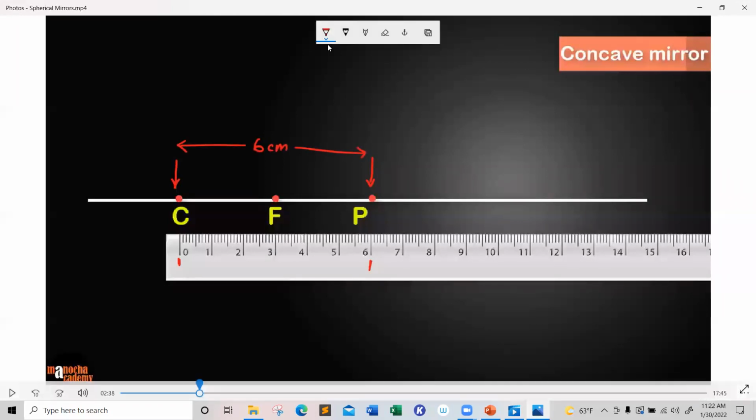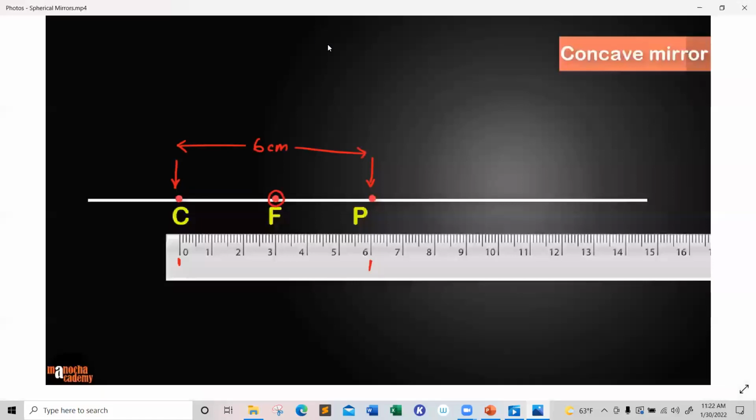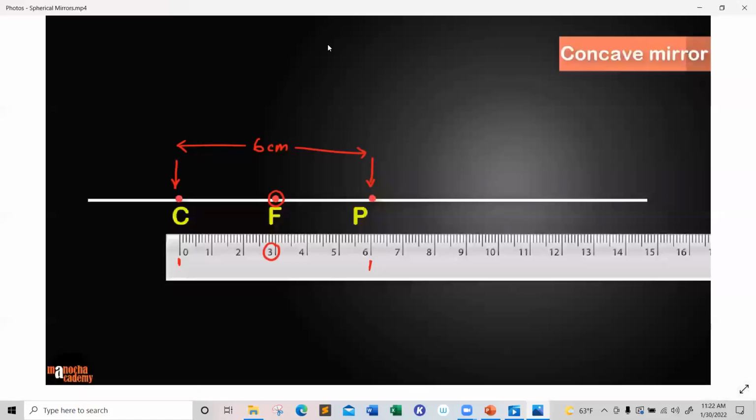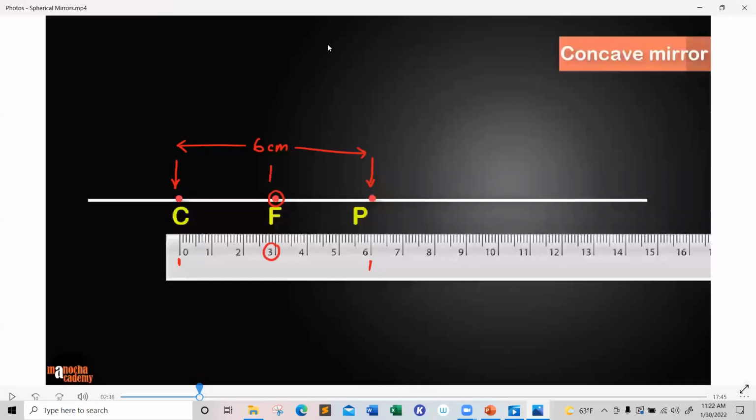Okay. So F is supposed to be right at the middle. As we know already, F is supposed to be at the middle. And you can see that 6 divided by 2 is 3. So from here, this distance will be 3 centimeters. Okay. And this distance will be 3 centimeters.